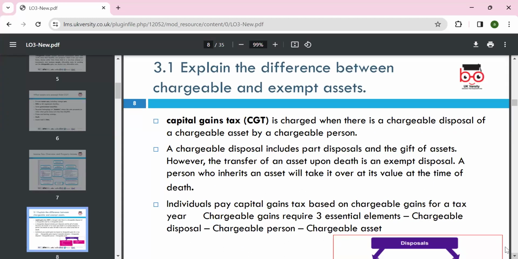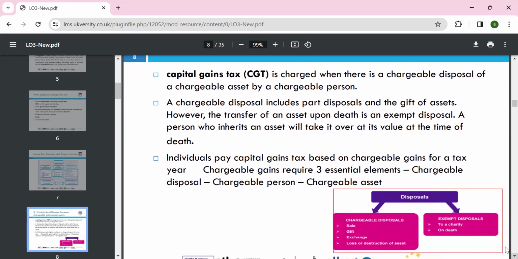A chargeable disposal includes the sale and the gift of the asset. However, the transfer of an asset upon death is an exempt disposal; a person who inherits an asset takes it over at its value at the time of death. An individual pays capital gain tax based on the chargeable gain for the tax year, and the chargeable gain requires three essential elements, which we'll go through in a minute.